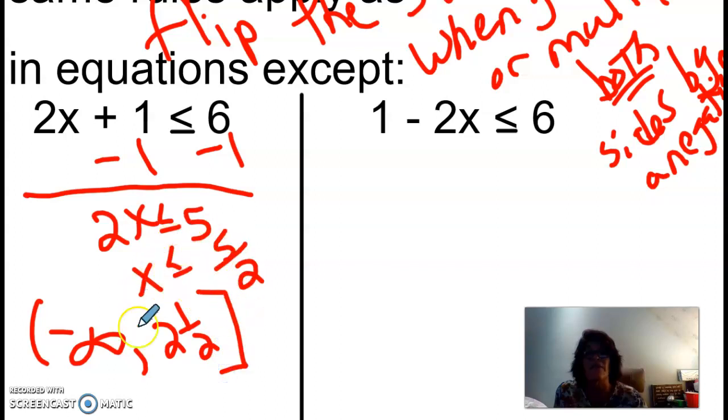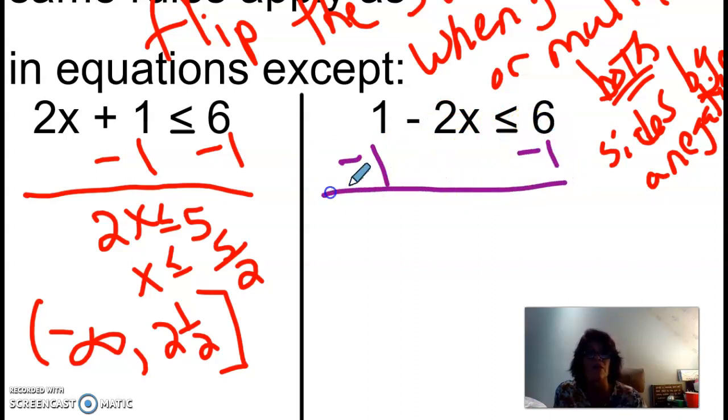X is less than or equal to 5/2 is written this way. This shows me all the answers. Negative infinity up to 2.5. Any of those numbers that I want to pick in this interval from negative infinity to 2.5 will solve this inequality. Now, unfortunately, this one, I'll start out the same.